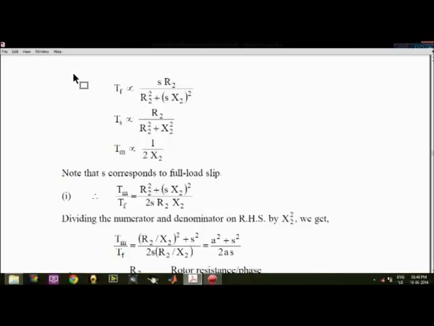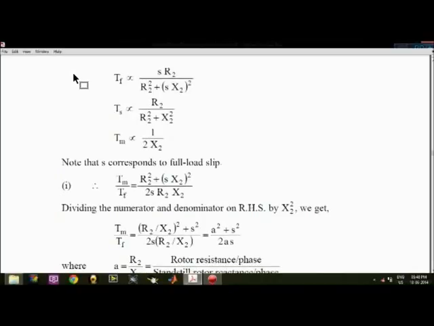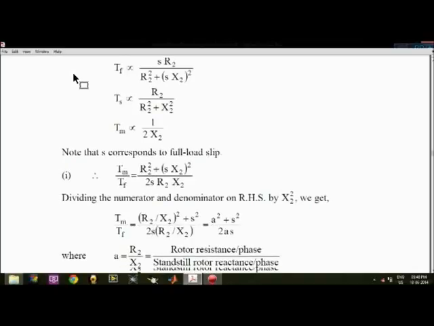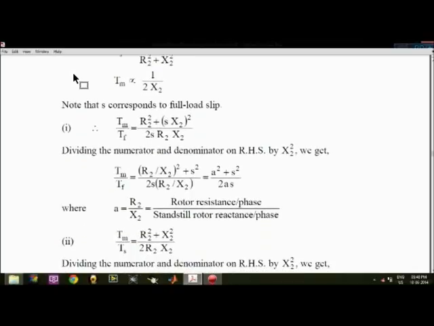And Tm is directly proportional to 1 by 2X2, because the maximum torque always remains constant. Always note that s corresponds to the full load slip. So we can get these expressions by dividing Tm by Tf. We get the following expression.